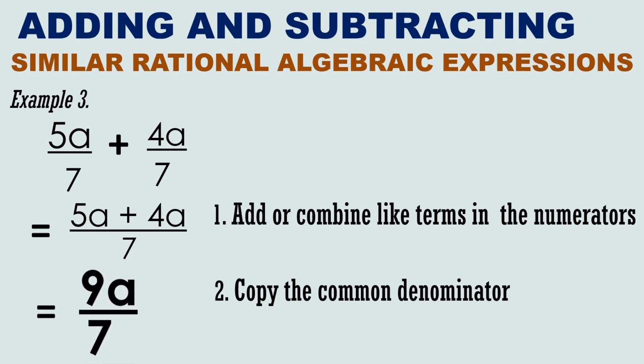So 5 plus 4 is equal to 9. And we simply copy the common variable, which is a. So we have 9a over 7, and that is the final answer.